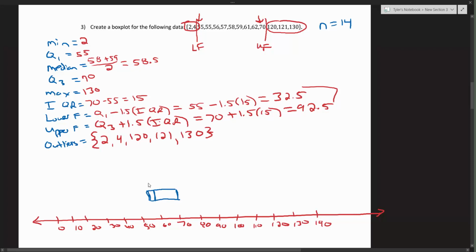Right, so I'll just label those really quick. 55, 58.5, and 70. And then my left whisker, like I said, is going to stop at 55, right? Because that's this value here. That's the smallest value that's not an outlier. But notice Q1 is equal to 55. So the whisker has a length of 0, so we don't actually draw the whisker in, right?